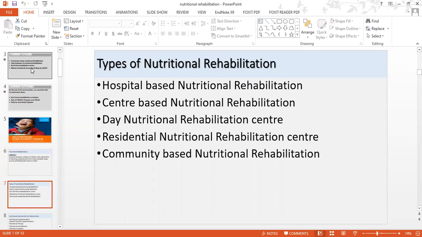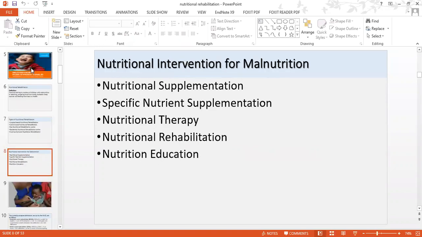There are different types of nutritional rehabilitation. It may be hospital-based, center-based, a residential nutritional rehabilitation center, and most important, community-based nutritional rehabilitation centers. These are the different types. The interventions we do for preventing malnutrition are nutritional supplementation, specific nutrient supplementation, nutritional therapy, nutritional rehabilitation as one part of the interventions, and nutritional education.